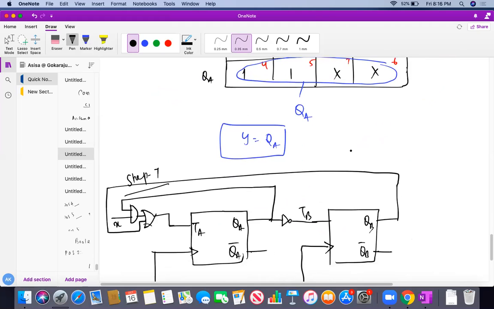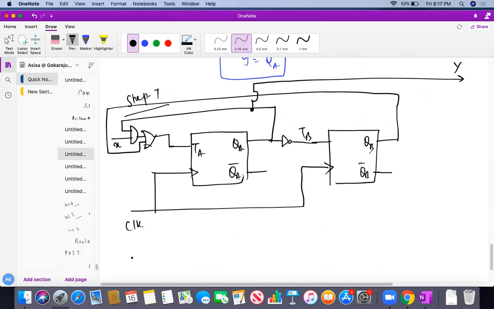And what is Y? Y is nothing else, my QA. So how can I take that Y? This is my QA. I can take it from here with a jumper and say that this is my output Y. So finally we have designed this sequential circuit for the given state diagram. This is my designed clocked sequential circuit. All of you understand, or any doubt, students, please let me know.